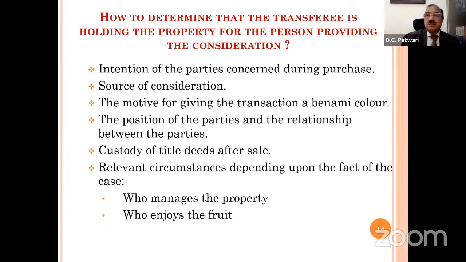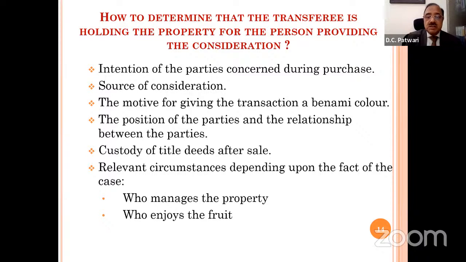Custody of title deeds after sale. This is a very, very important aspect. A person who is providing consideration would definitely like to keep control over the asset. And the control of any property is basically the title deed, the original title deed. If the person is keeping the title deed in his custody, he or she is supposed to be held an owner. In one of the searches, we noticed that more than 400 property documents were kept at one place. This is owned by the person searched. That was a clear indication that those properties were held as Benami by that person.